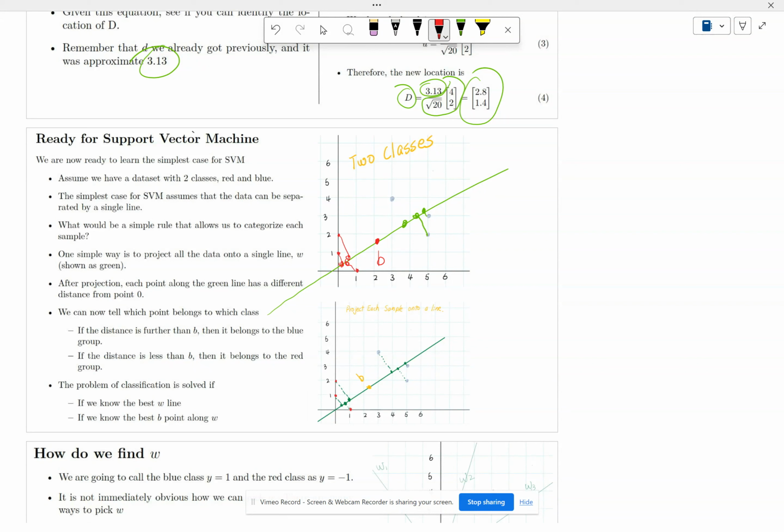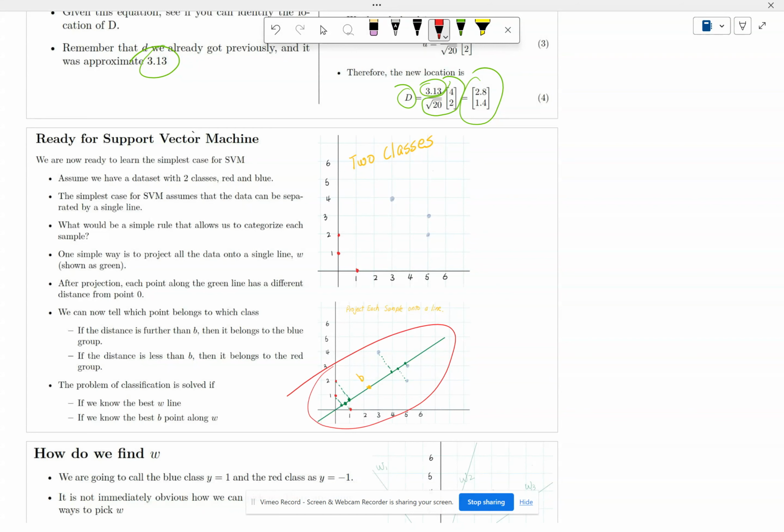We'll call this B. And then if the distance is greater than B, right? You can see if it's greater than B, like this one, then we can categorize that as the blue class. Now, if the distance from here to the red point is less than B, then we can categorize them as red points. So that's one way of how you can do that. And actually, this is exactly what I wrote here.